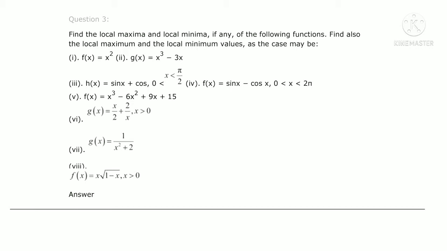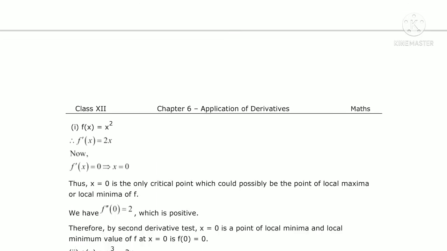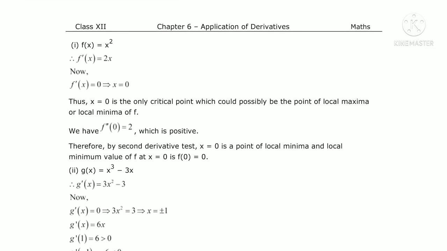Now here the first question is given: f(x) equal to x square and g(x) equal to x cube minus 3x. In this way, 8 questions are given here. Now the first question, f(x) equal to x square. Let's see how we can do this one. It is an algebraic function, so we can easily differentiate it. Differentiating, f dash of x equals 2x.